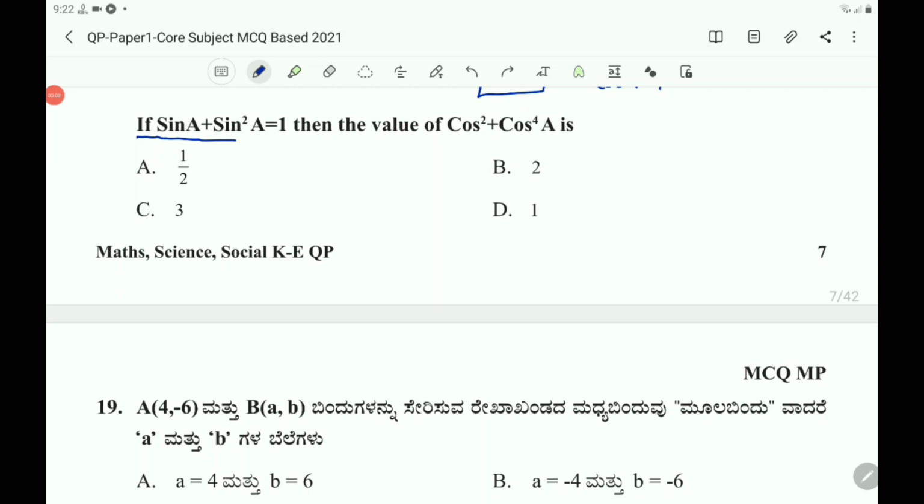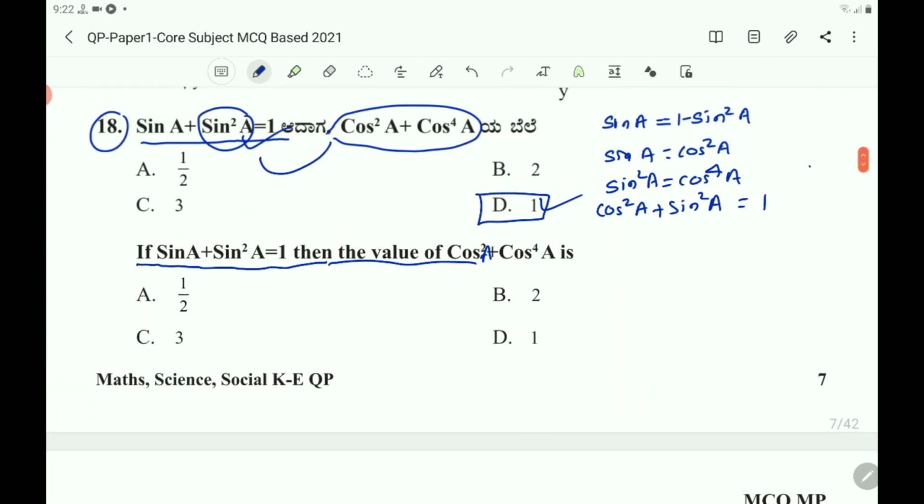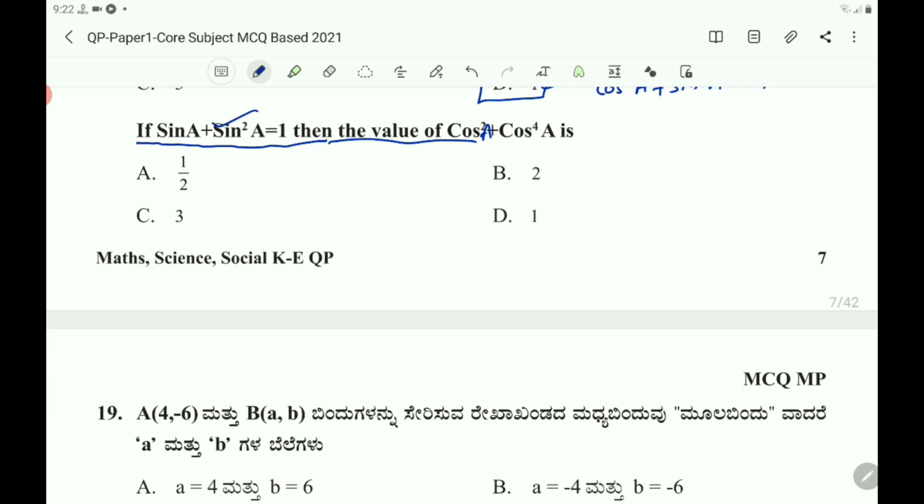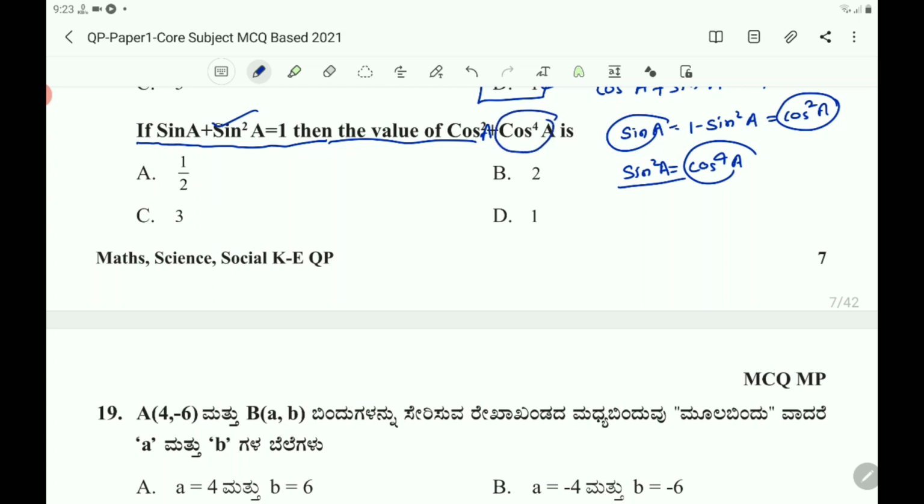The same question in English medium. If sin a plus sin square a equals 1, then the value of cos square a plus cos power 4a equals what? Let us take this relation, sin a equals 1 minus sin square a, that equals cos square a. Then cos power 4a becomes sin square a, because cos square a is equal to sin a, so cos power 4a equals sin square a. In the place of cos power 4a you write sin square a, that becomes cos square a plus sin square a, which equals 1. So option D is the answer. The value of cos power 2a plus cos power 4a is equal to 1.